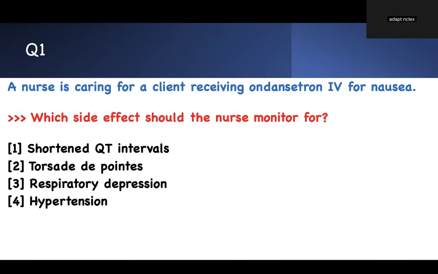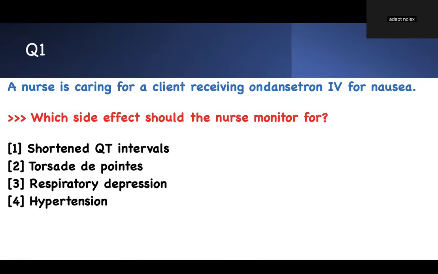This is not one of those questions where you see respiratory depression and you pick it. It has nothing to do with that. It has something to do with QT prolongation, right? It doesn't shorten QT. If it's shortening QT, that's not that medication. So number 1 is wrong.